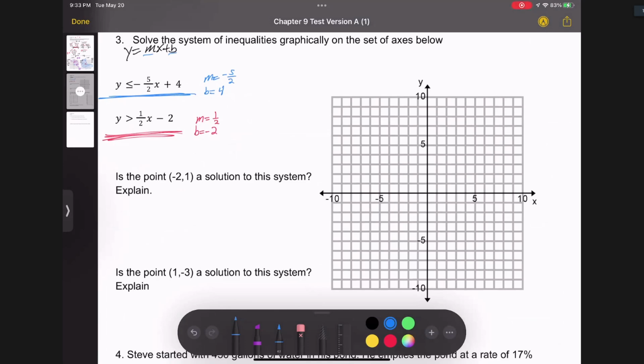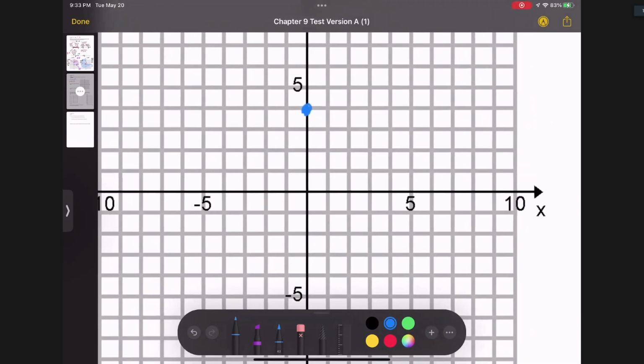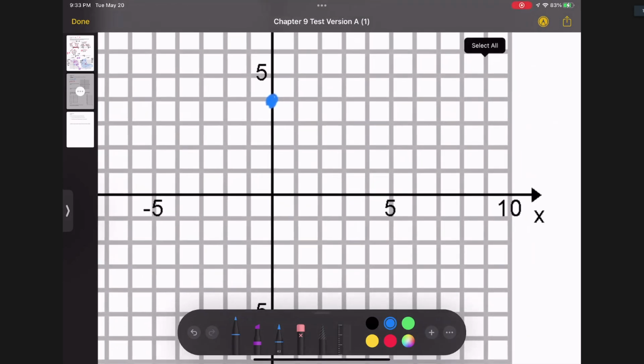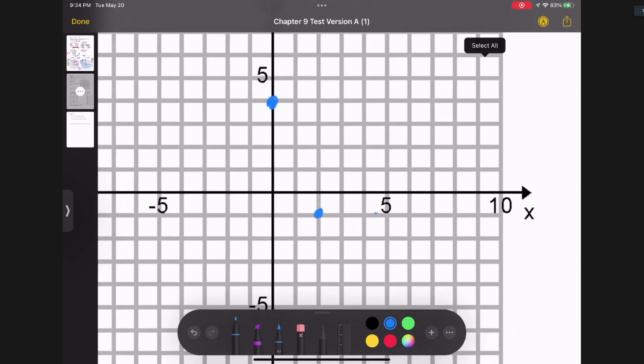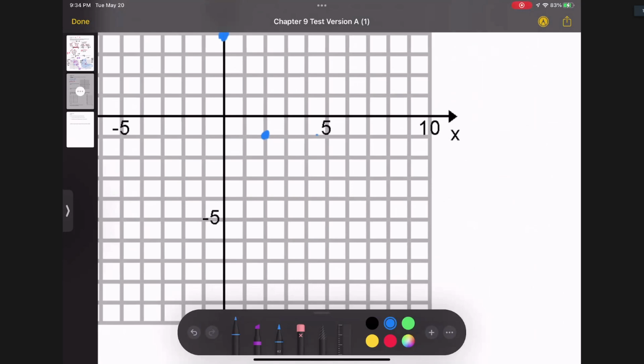So the blue one starts at 4. And I have to go down 5 and to the right by 2. So where's down by 5 and to the right by 2? This is 4, this is 2 right here. There you go, down 5 to the right by 2. So that's going to be about right here.